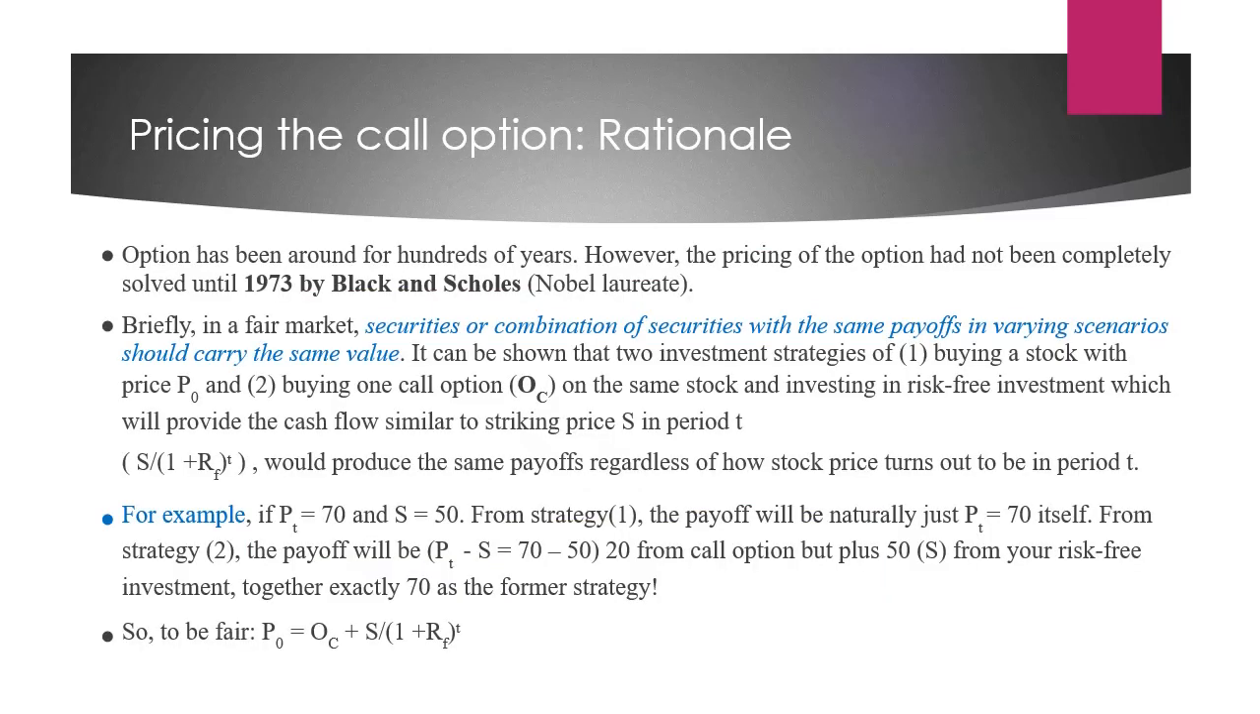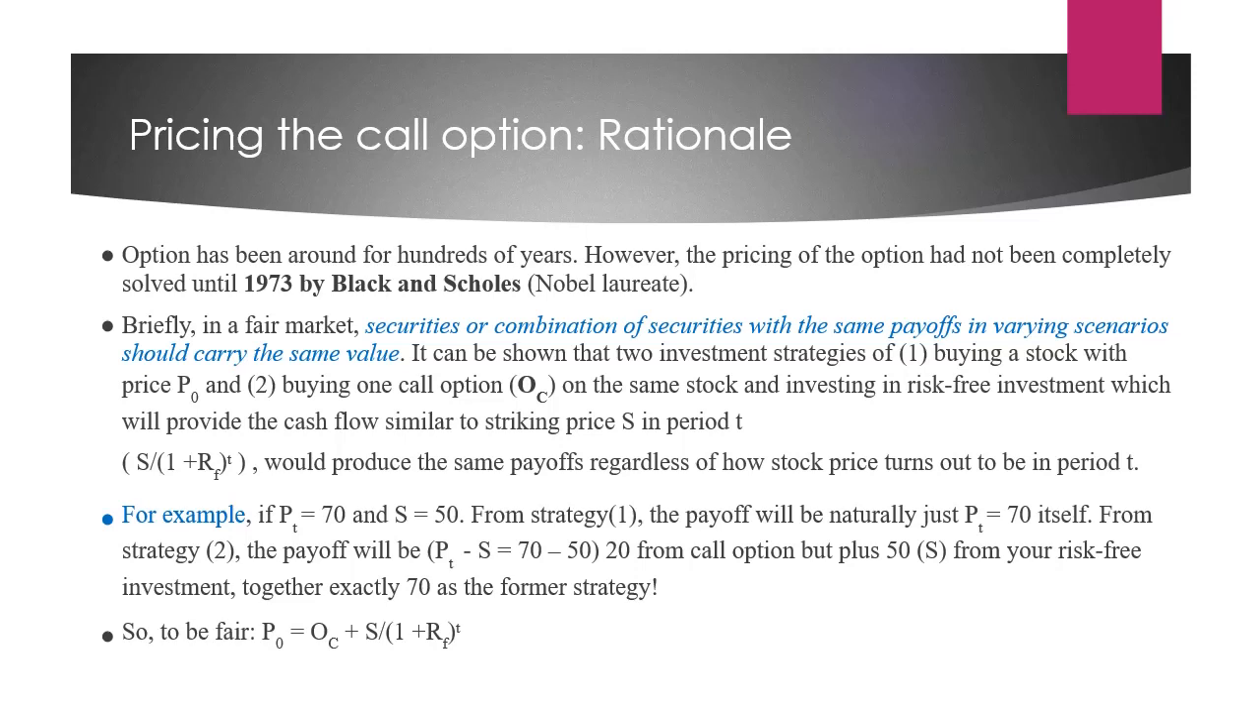Options have been around for hundreds of years. However, the pricing of these options was a complicated subject, and it was not until 1973 when Myron Scholes and Fischer Black first published a path-breaking paper with the formula for pricing options. To understand it, we need to take into account fair markets: securities or combinations of securities with the same payoffs in varying scenarios should carry the same value.